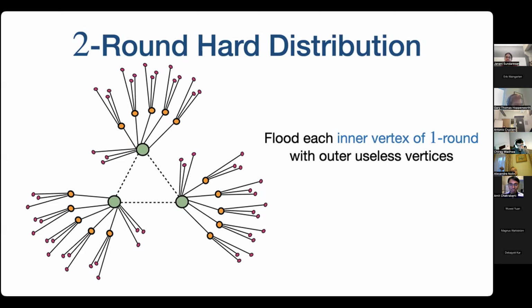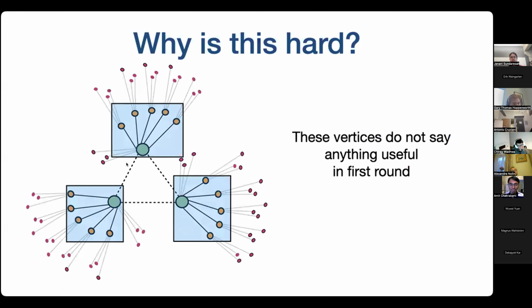Okay, so let's repeat once more, why is this distribution hard? If I just have this first round, let me focus on this smaller one round instance. I will not be able to say anything useful about these instances to other vertices which are a part of this instance. So the orange one, for instance, will not be able to say whether it's orange or green because it won't know. And the same thing is going to happen for all these vertices from the one round instance.